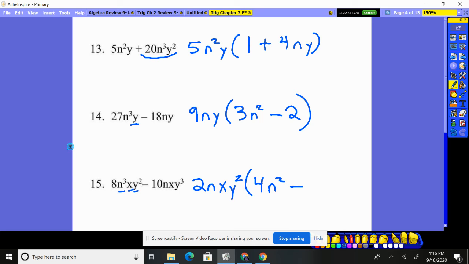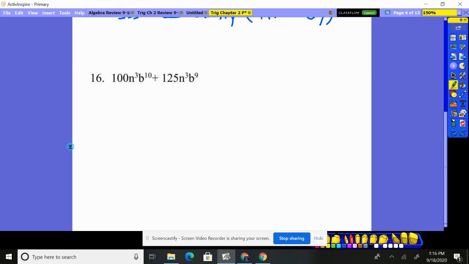Now minus, okay, 2 times what's the 10? That's a 5. You've already pulled out an xny squared. It has an nxy cubed, so you still have a y left that is back there. Let's scroll down to number 16.